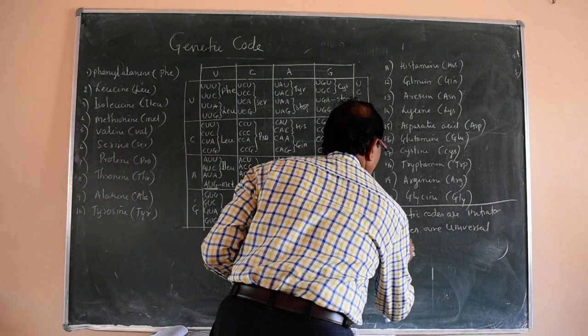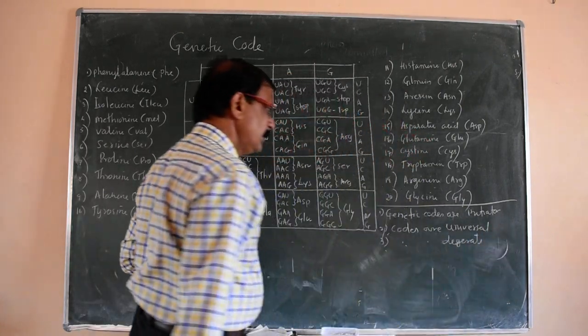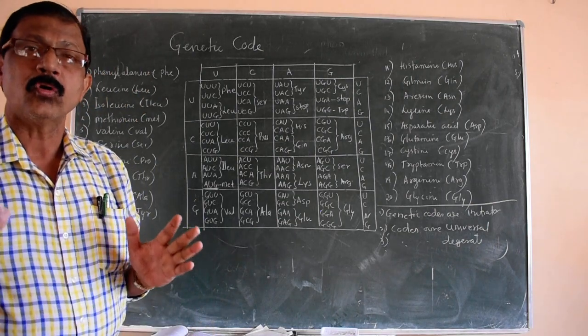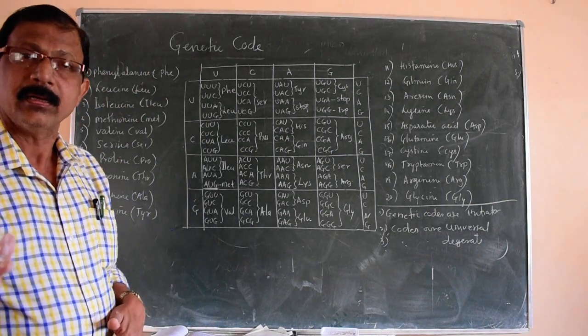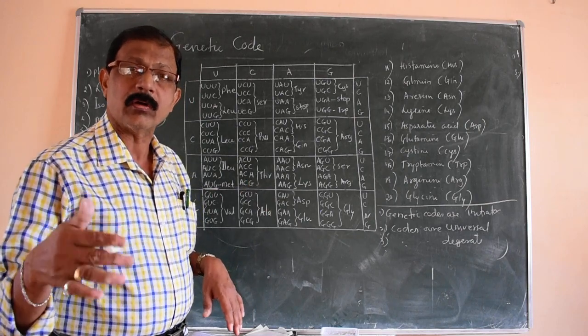Next one, the codons are degenerate. Codons are degenerate means one amino acid has more than 2, 3 codons.